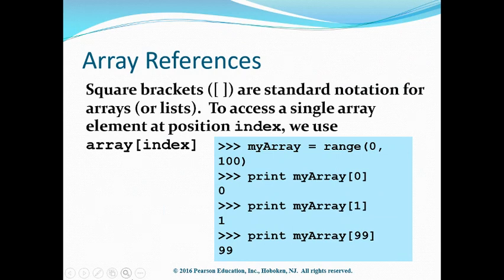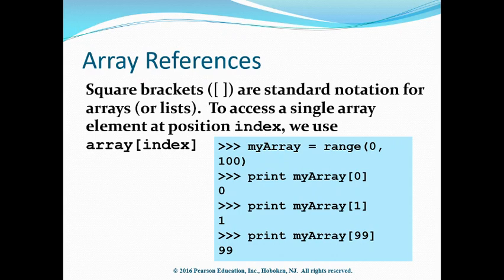So square brackets, as you can see here, are standard notation for arrays or lists. To access a single array element at position index, we use the array and then square bracket index, right? So if we set, for example, my array equals the range from 0 to 100, that's going to populate the my array variable with the numbers 0 through 100.